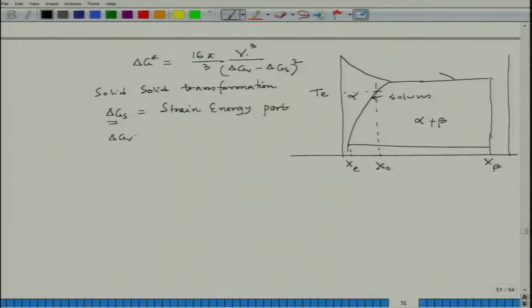Delta GV is the driving free energy for nucleation. Gamma is the solid, or alpha beta, interfacial energy.